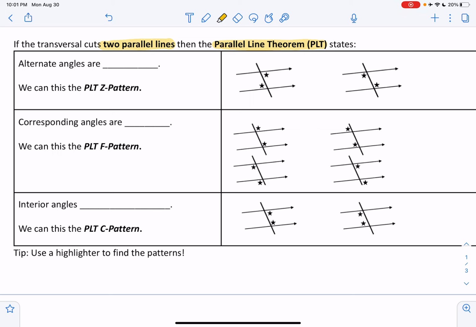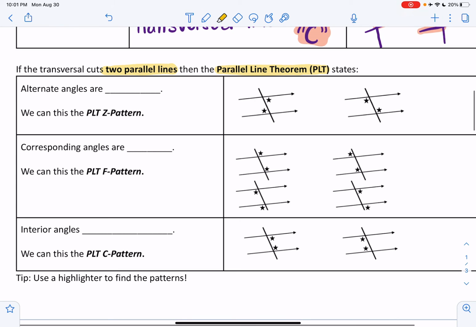So again, we need two parallel lines, and then we have a transversal. So in order to use these rules, which we're about to go through, we need two parallel lines like this. They have to be parallel. It doesn't work if they're not. And then we need a transversal. So we need one line cutting through those parallel lines in order for any of this to work.